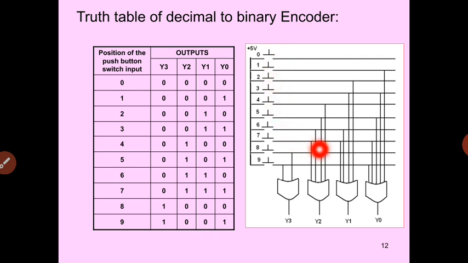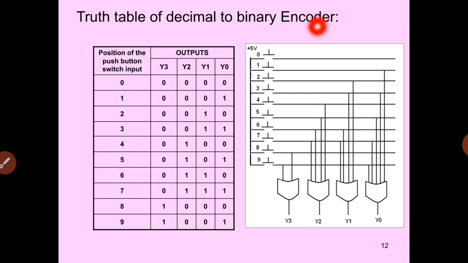Priority encoders are not in our syllabus, but for the time being, remember, if only one push button switch is closed, then it converts the given position of the push button switch into its equivalent binary. In extension to that, if I am closing one or more push button switches at a time, what will happen? That becomes a priority encoder. Based on the priority assigned by the designer, the corresponding output will respond.